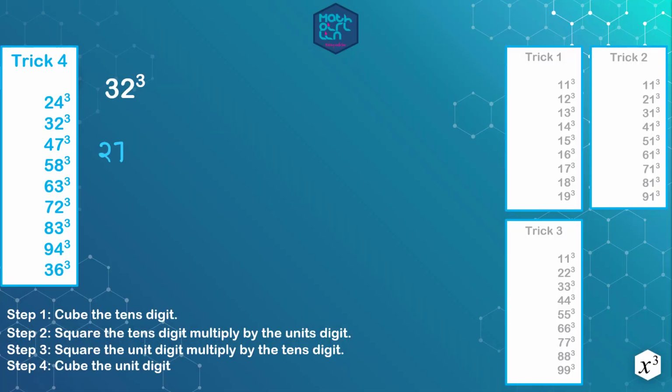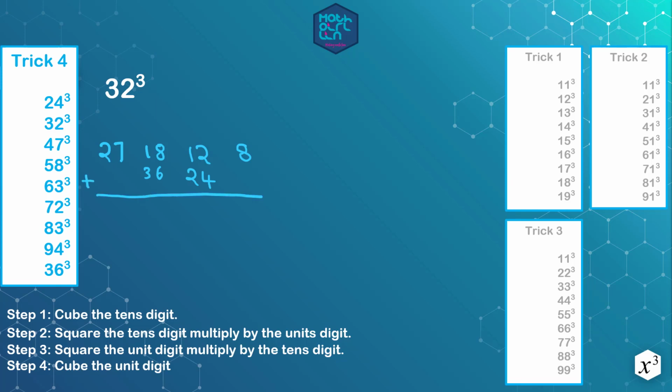Then, we square the tens digit and multiply by the unit digit. And you get 3 squared is 9 times 2 is 18. Now we square the unit digit and multiply by the tens digit. 2 squared is 4 times 3 is 12. We finally cube the unit digit. 2 cubed is 8. Now we double the second and third set of numbers. Double of 18 is 36 and double of 12 is 24. The final step is to add them.